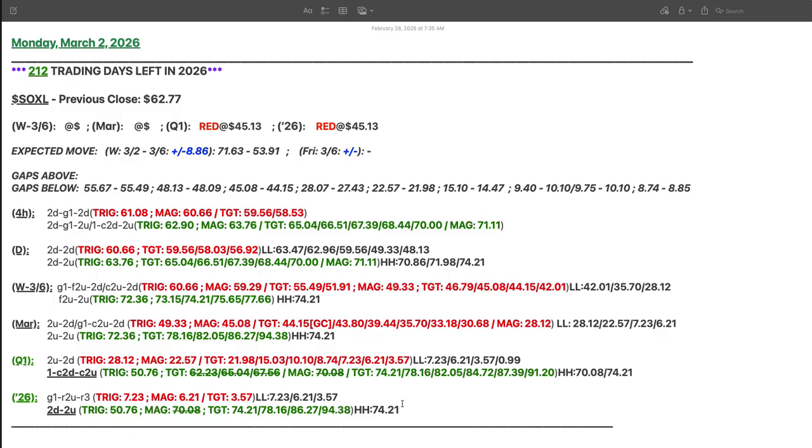So again, this strategy doesn't work just for SOXL. This works for any publicly traded company in the U.S. stock market. So take it and run with it and use it for other tickers, because we definitely do.